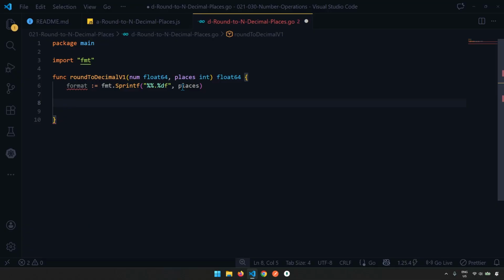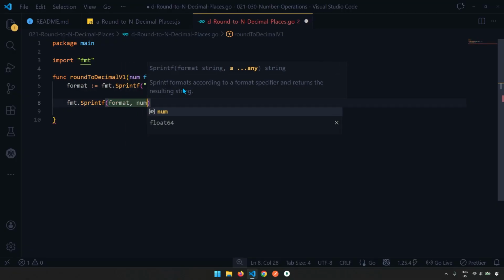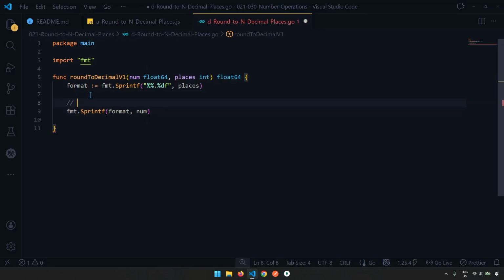Now, next I am going to actually round the number. And for that, we could use the same method. That's going to be Sprintf. And to this Sprintf, I'm going to pass in the format. There we go. And I'm going to pass in the number. What this is going to do is limit this number to however many places it is. So let me just show it to you like this.